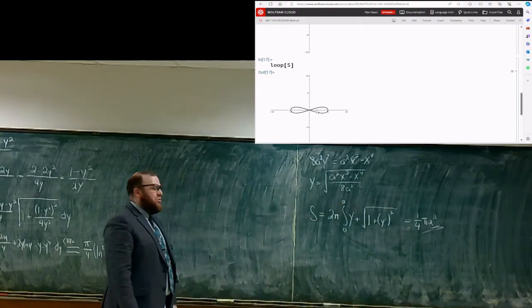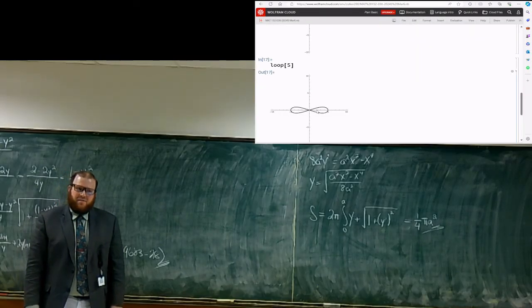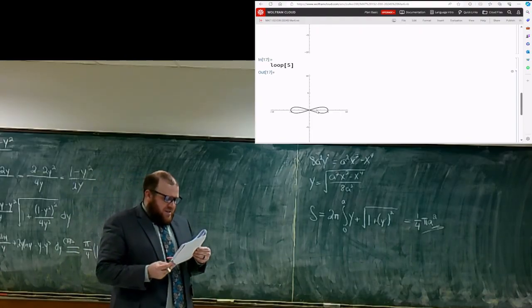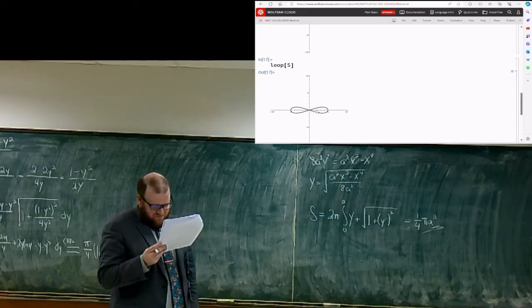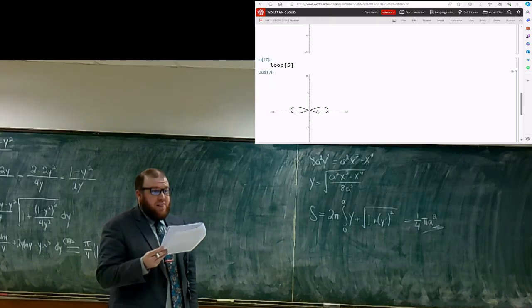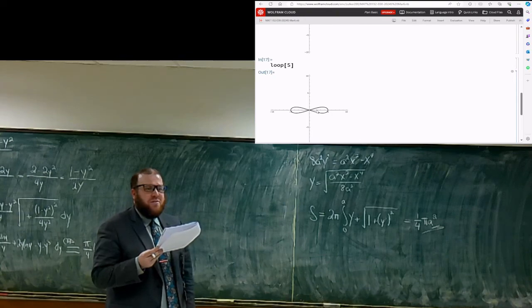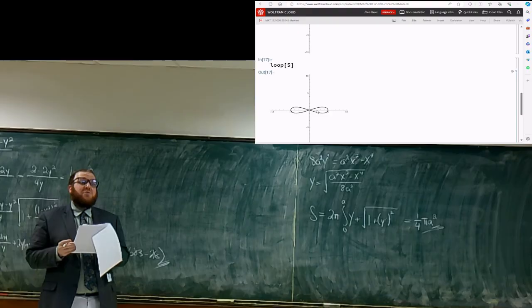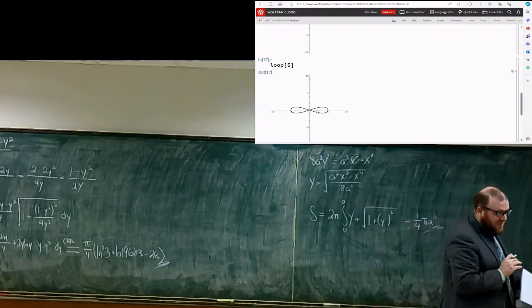That's going to work out to be a real nice 1/4 pi a squared. Going to warn you, there is a lot of algebra doing this by hand. It's a good way to challenge your algebra skills too. Questions on surface area?